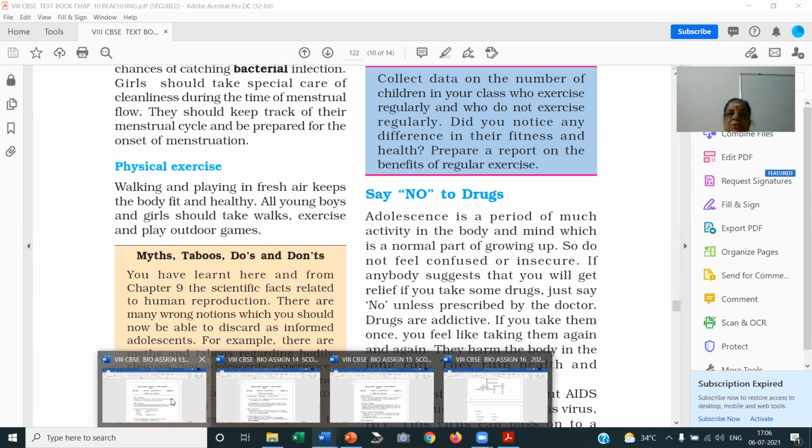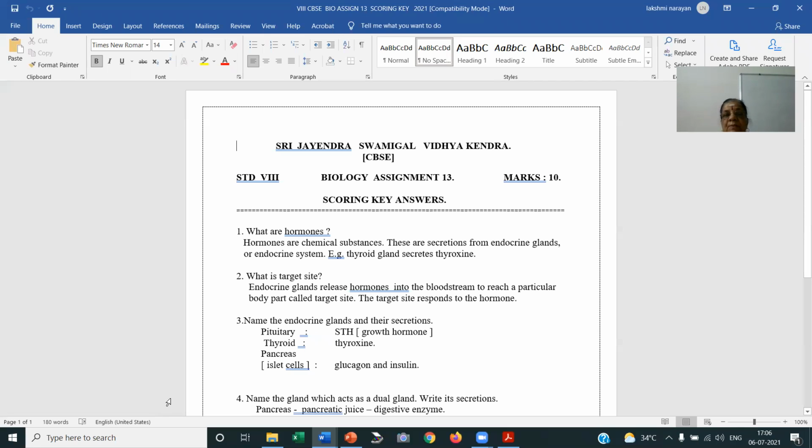Now we move on to the assignment description. We'll discuss assignment number 13. What are hormones? Hormones are chemical substances. These are secretions from endocrine glands or the endocrine system. Example: the thyroid gland secretes thyroxine. Then, what is the target site?